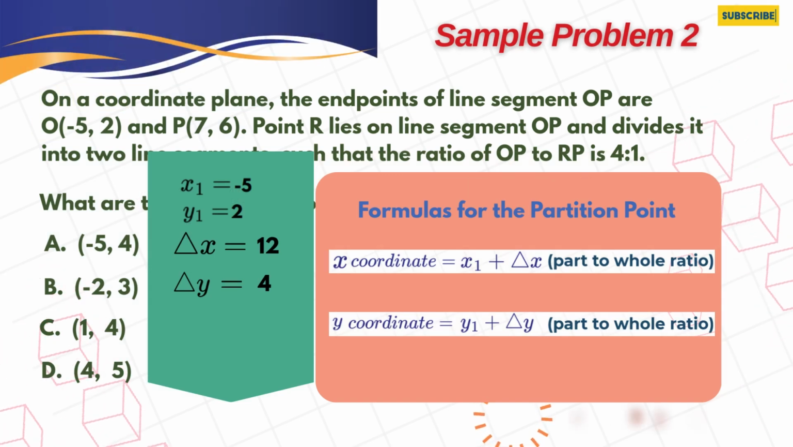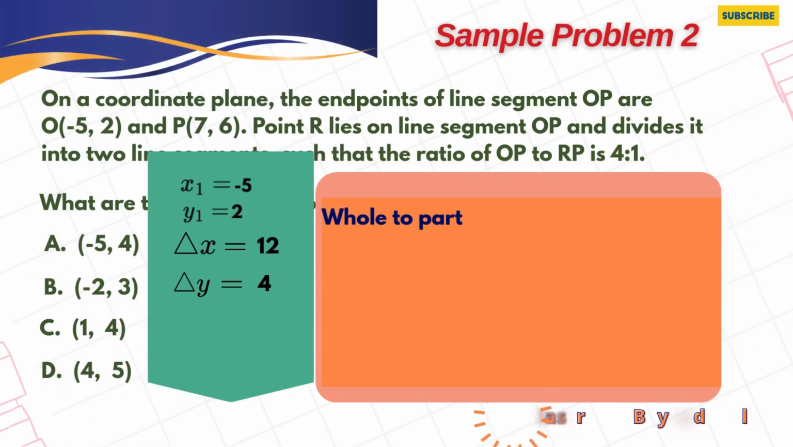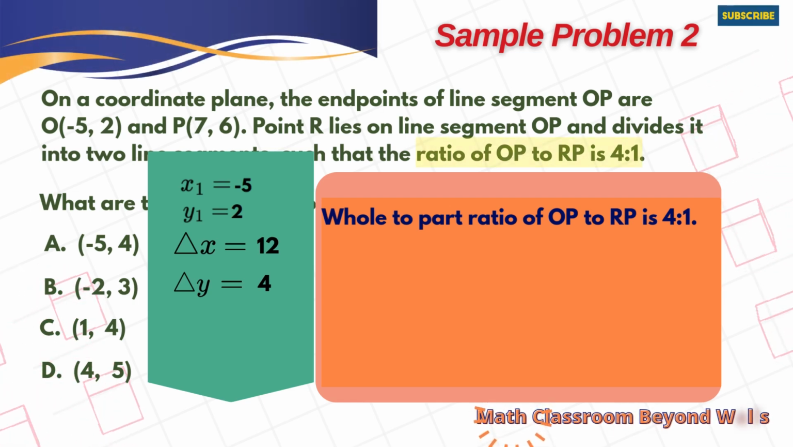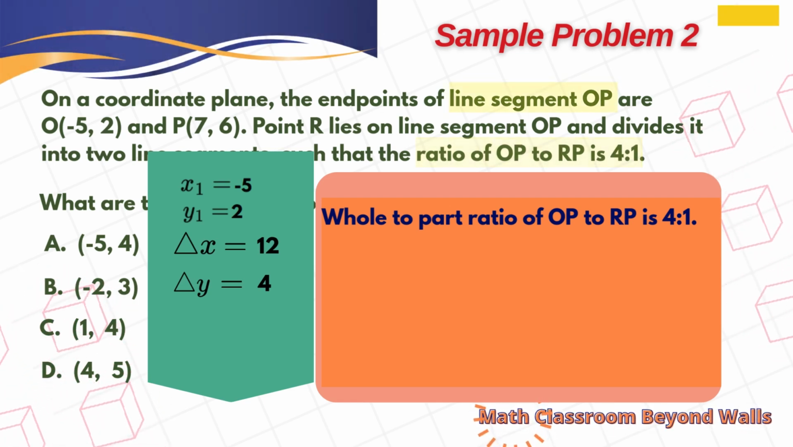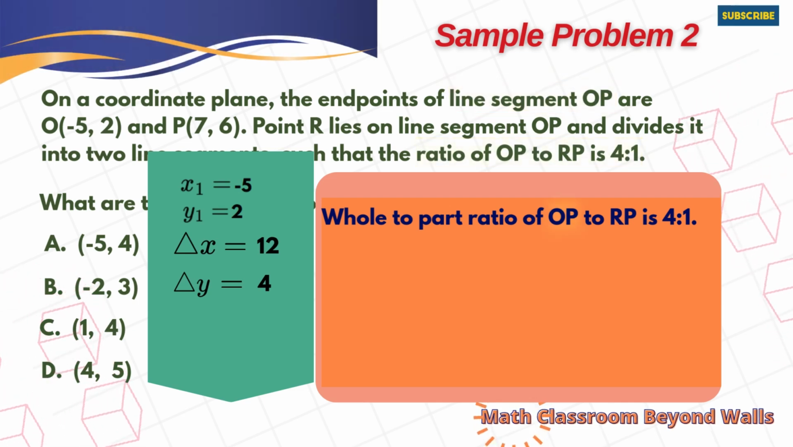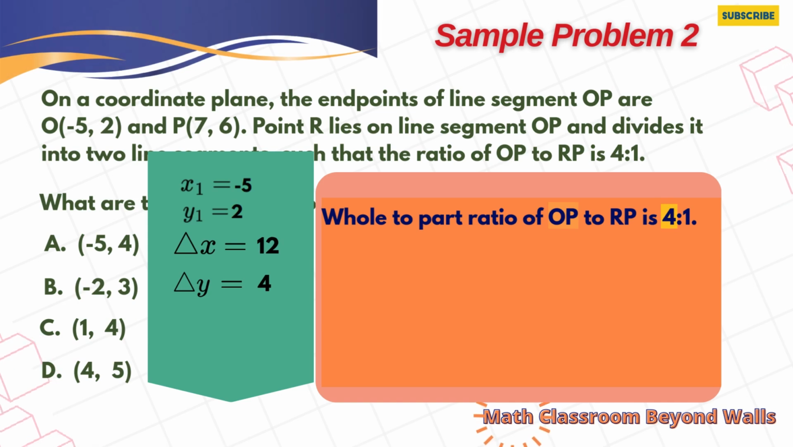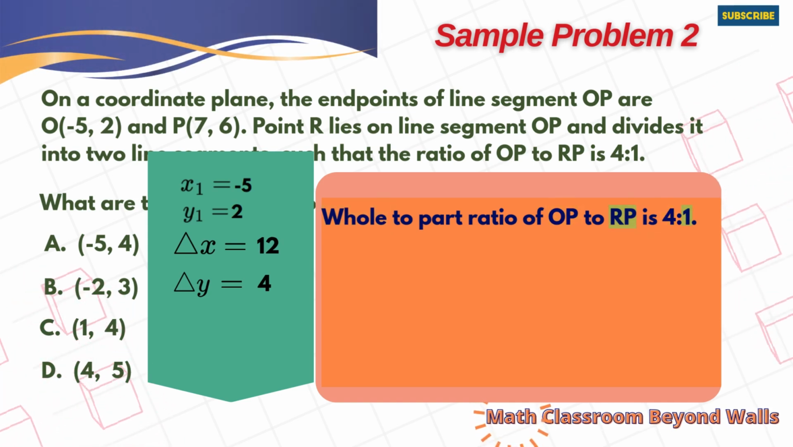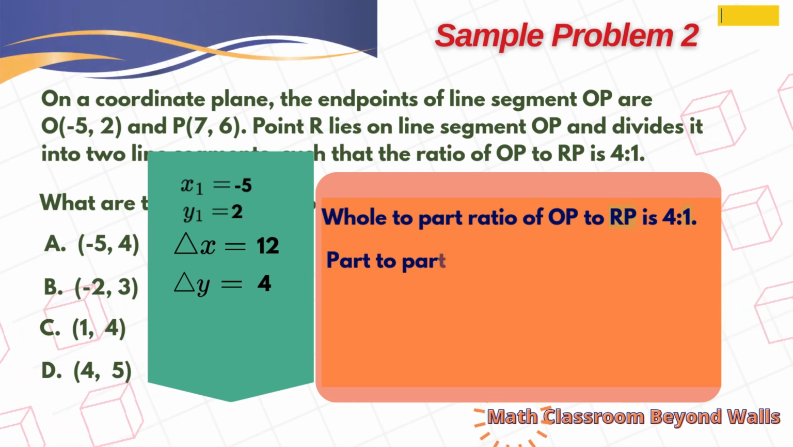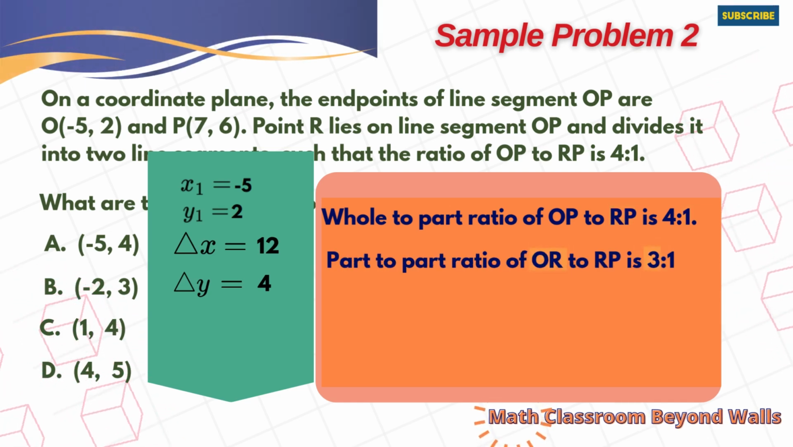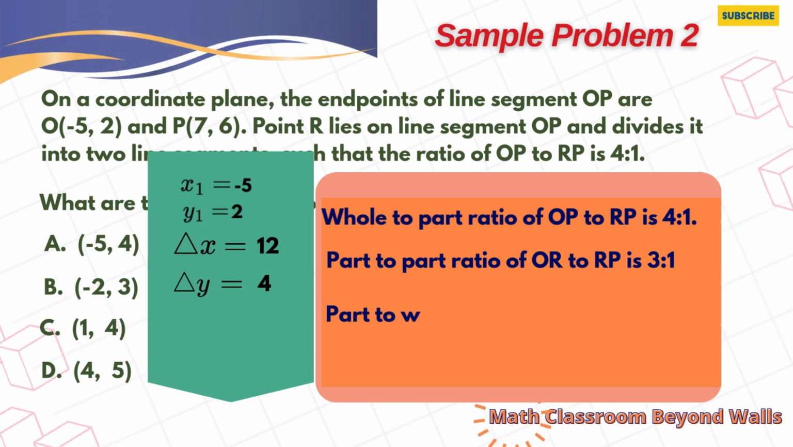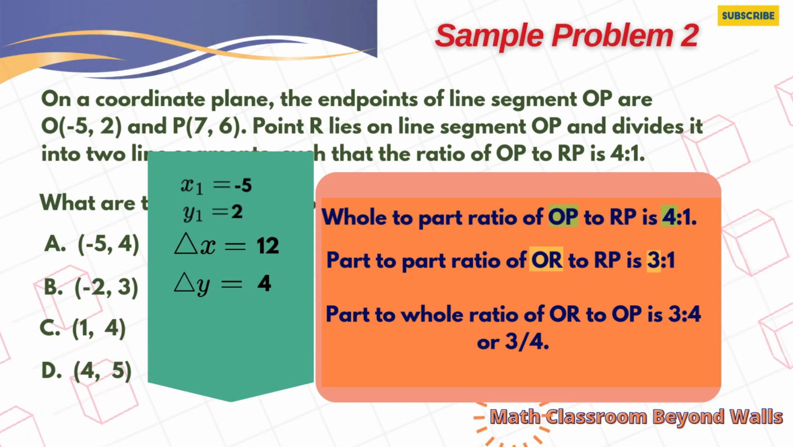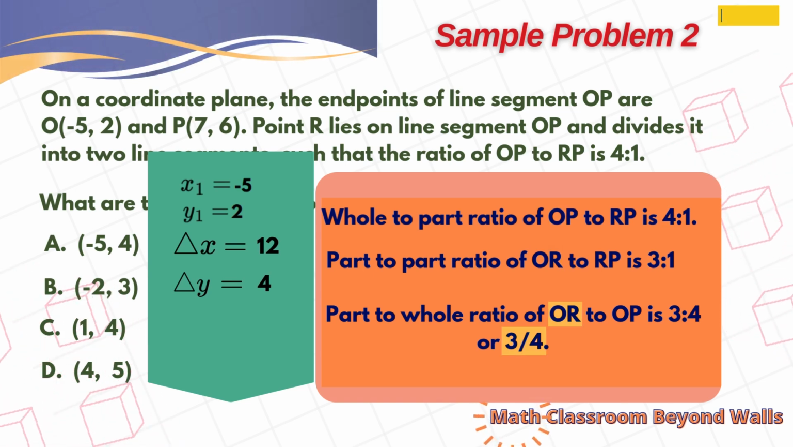Next, we get a part-to-whole ratio. Take note that what is given is a ratio of OP to RP, which is 4:1. What is the name of the segment again? You are correct. It is segment OP. Thus, OP is divided into 4 parts. Do you agree? Now, the whole segment is partitioned by R, where RP is 1 part. From here, we can see that OR is composed of 3 parts. Can you follow, learners? Thus, the part-to-whole ratio of OR to OP is 3:4, or 3/4. This means that OR is 3/4 of OP.